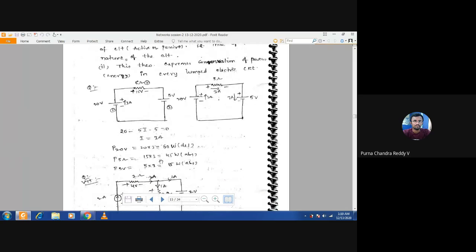So now I am asking you to find the power related to the elements given in the network. Whenever I ask you to perform the power calculation, first of all you should know the voltage across all elements and the current flowing through all elements. Once you know those, you just perform V into I, that gives you the power. Yes or no?